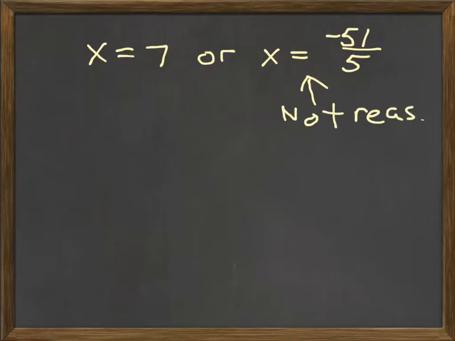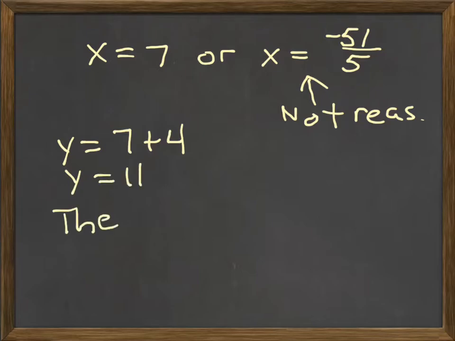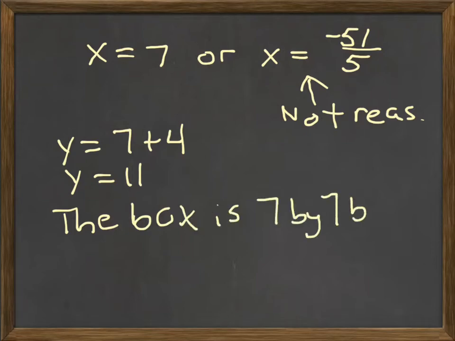The negative 51 over 5 is not reasonable. You can't have a negative length, and if x were equal to 7, y is 4 more than that, so y would be 11. So the box is 7 by 7 by 11 inches.